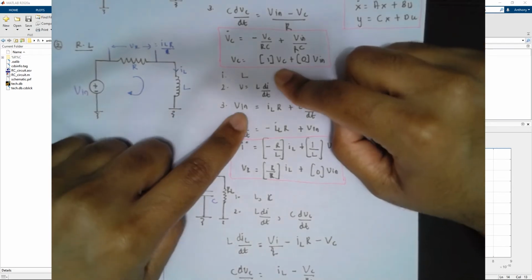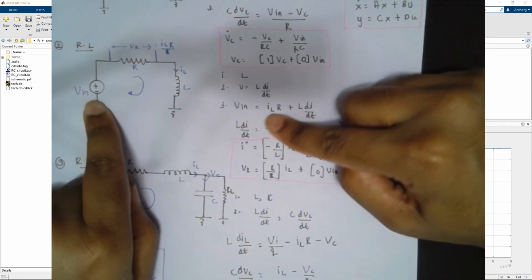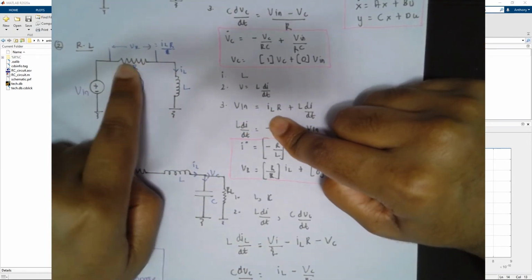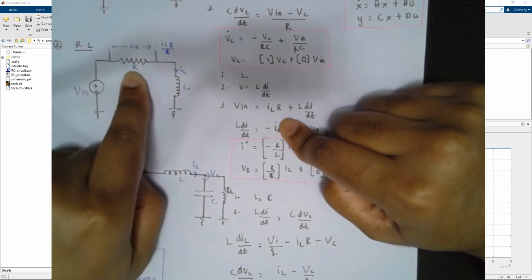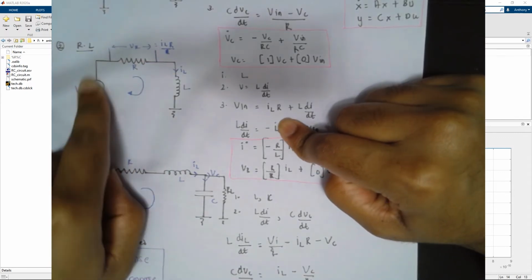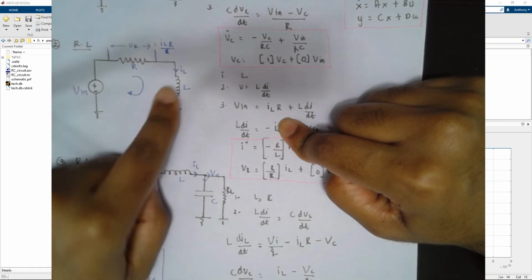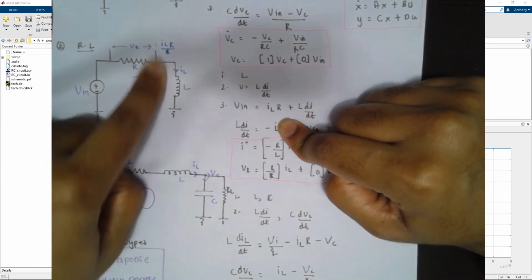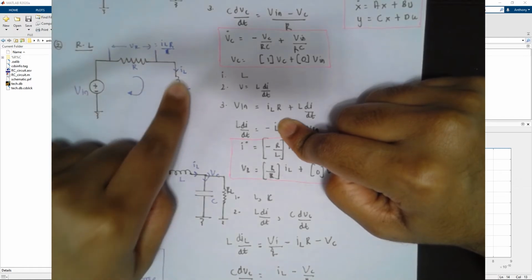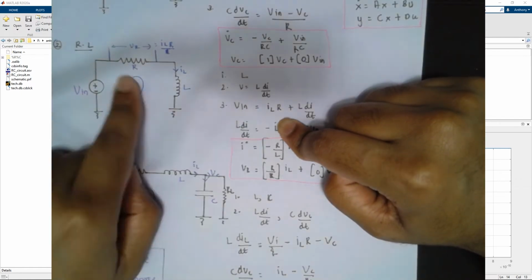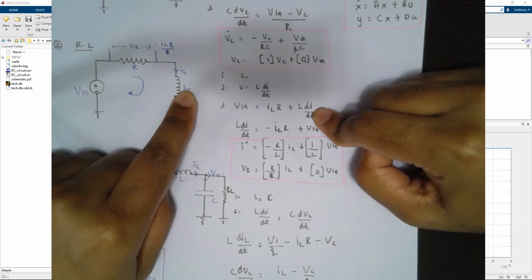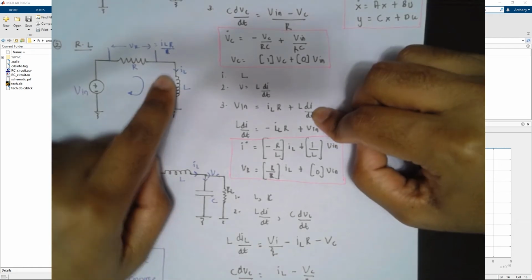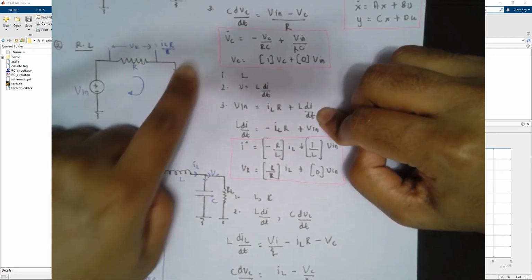So continuing with the dynamic equation, we have V in equal to the voltage across this particular resistor, which is IL into RL. Current flowing through a loop will always be constant. It doesn't matter whether there's an inductor, a capacitor, or whatever it may be. So I'm taking the current flowing through this whole loop as IL. So IL into R plus L di by dt, because that's the current flowing through an inductor.